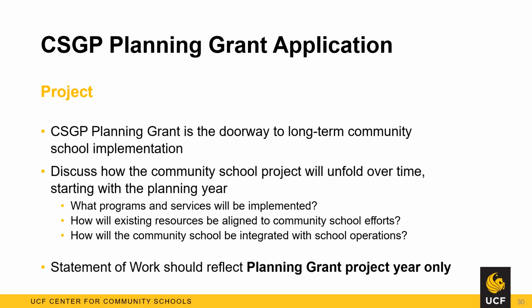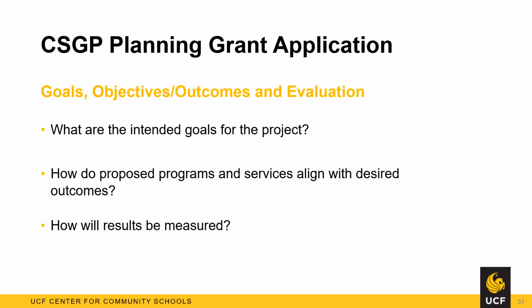Additionally, in this section, your statement of work should reflect your planning grant project year only. You don't need to include information beyond that. The next section is the goals, objectives/outcomes and evaluation section. In this section, speak to the intended outcomes of the project.